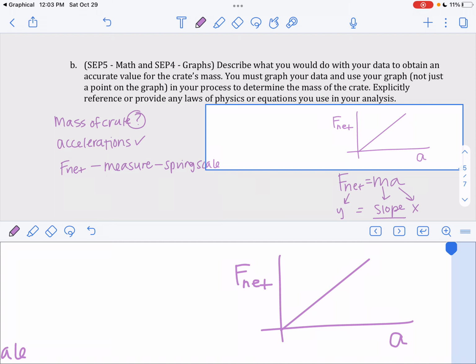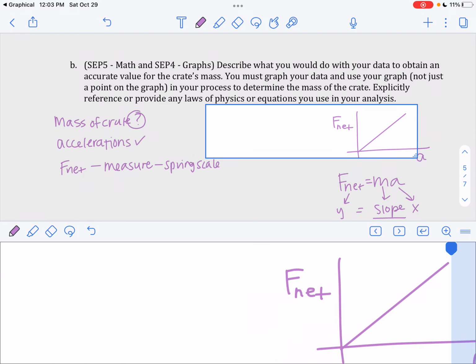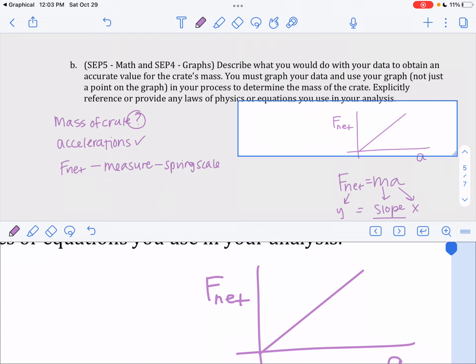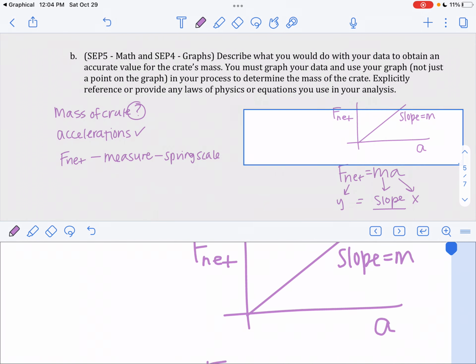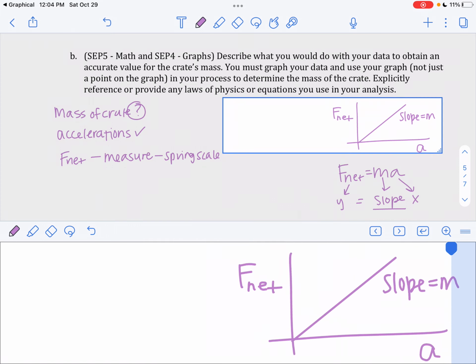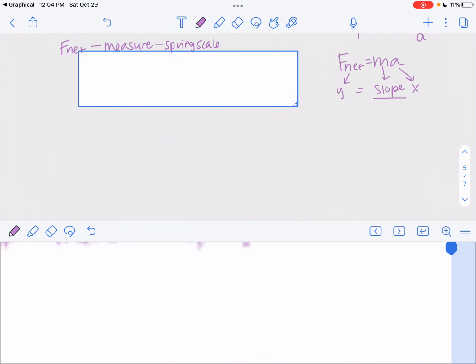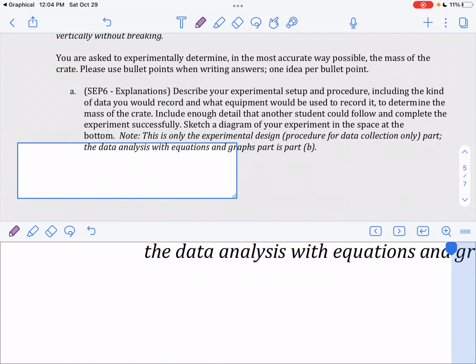So this is now how I'm designing my experiment. I want to be able to graph F net and A, and then my slope will be my mass. Okay. Well, the accelerations are given to me, so that's easy. My F net is a little bit more tricky. So I'm actually going to draw an FBD. So I know I have this car that is pulling a crate.